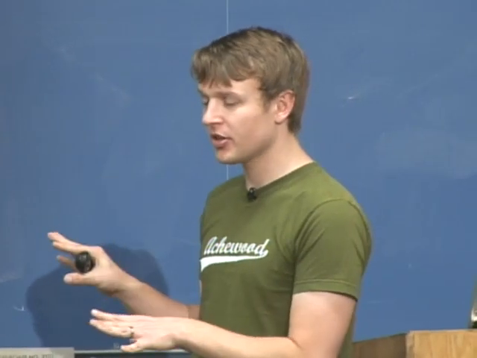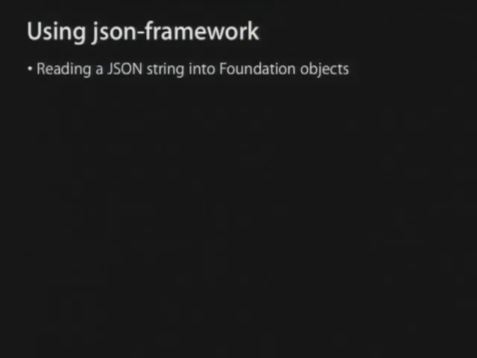So, actually using the JSON framework. This is the specific open source Objective-C wrapper framework for dealing with JSON strings. The first thing we want to do is take some JSON string that we've gotten over the web. Maybe we made a URL request and got back this data, and we want to parse it into useful foundation objects like arrays and strings so that we can use it.